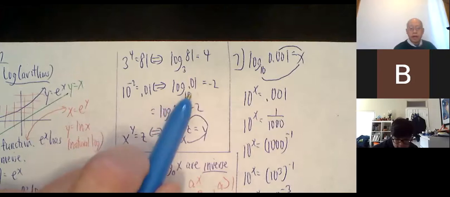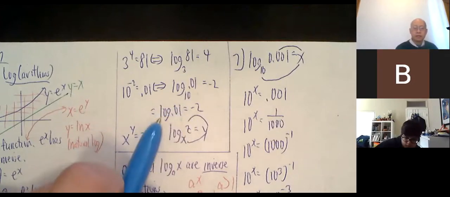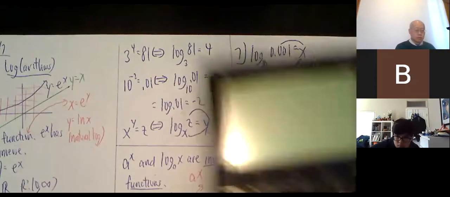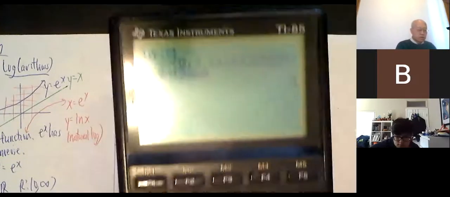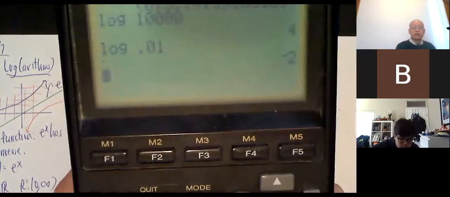Or, again, just drop the 10. Log of 0.01 equals negative 2. This is understood to be base 10. Okay, and I can do base 10. So log 0.01, just double check. So I'll hit log 0.01, negative 2.